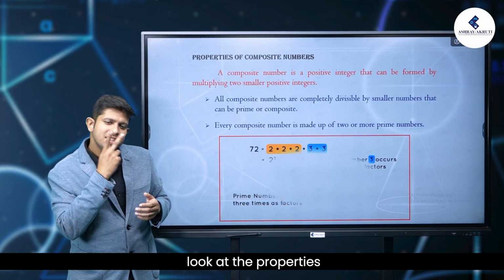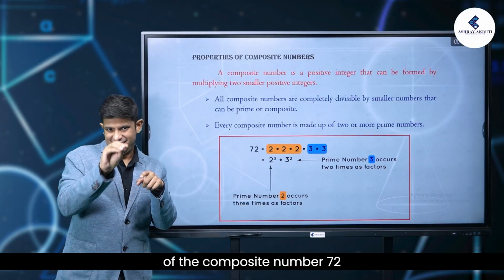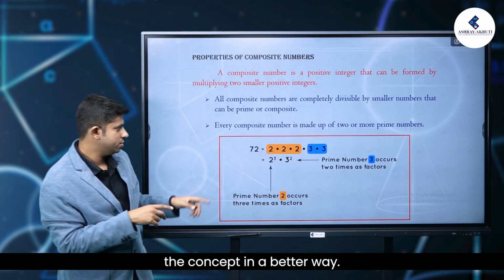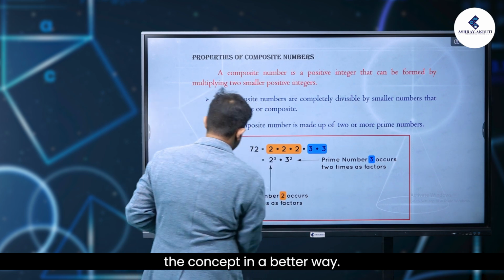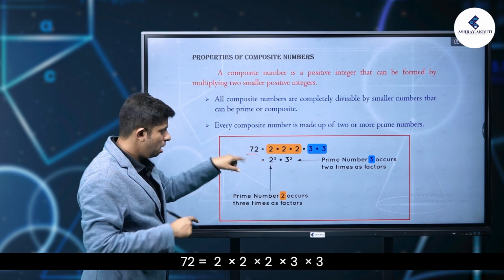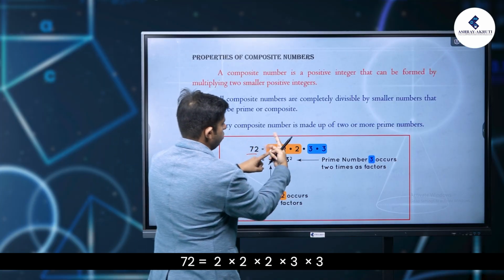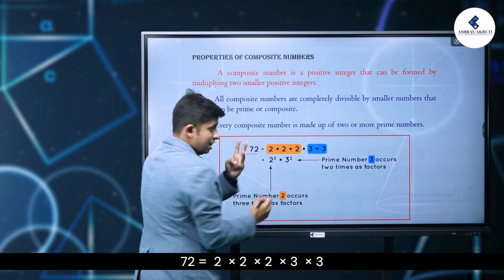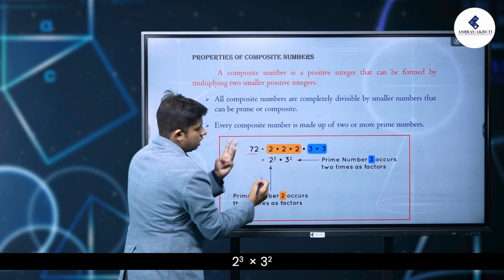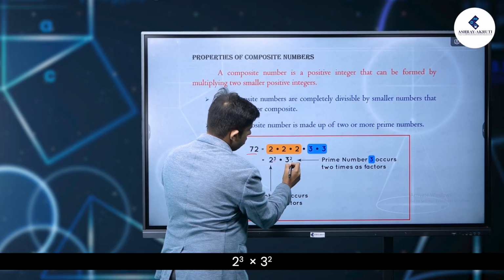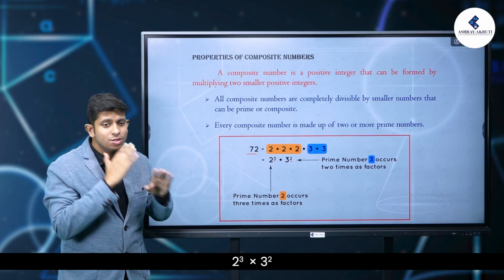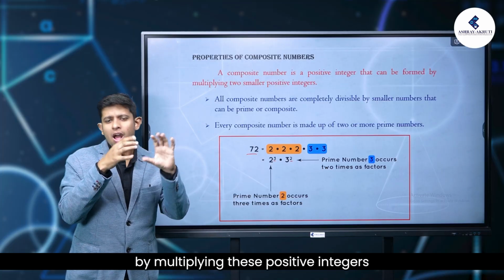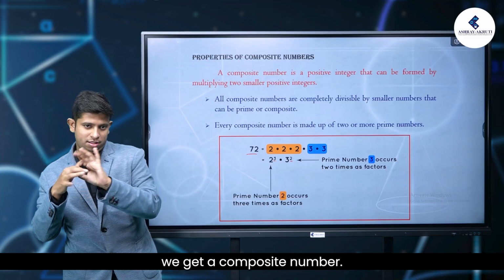Let us have a look at the properties of the composite number 72 in order to understand the concept in a better way. 72 is equal to 2 into 2 into 2 into 3 into 3, that is, 2 cube into 3 square. This figure shows that by multiplying these positive integers, we get a composite number.